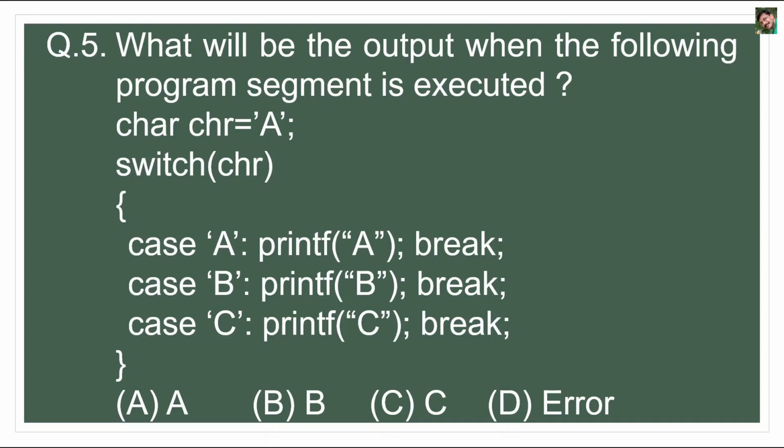If the value of chr is A, it will print A and there is break. If it is B, it will print B and break. If it is C, it will print C and break. Very simple program, nothing to discuss much about. So you know that the answer would be capital A. The answer would be A because the value of chr is A, the first condition is true, and there is a break written, so the control will immediately come out of the switch statement.